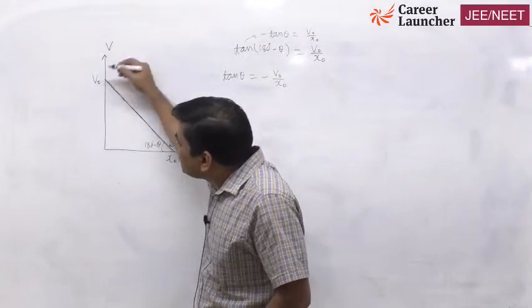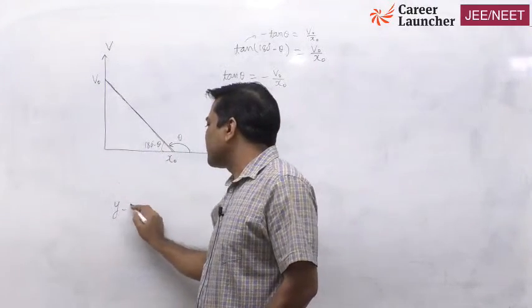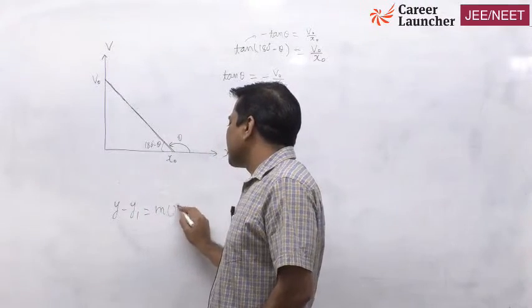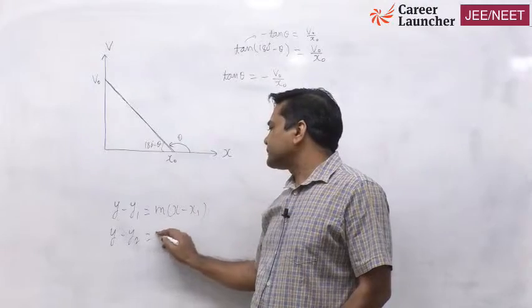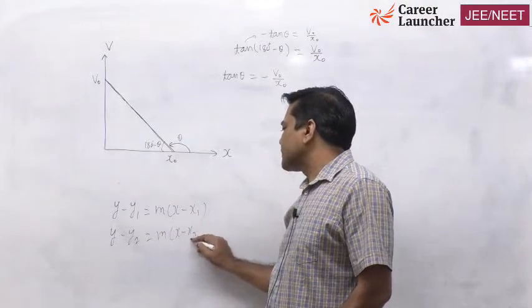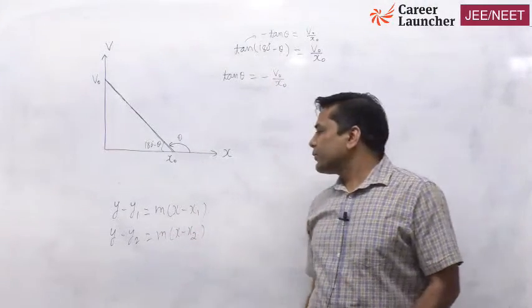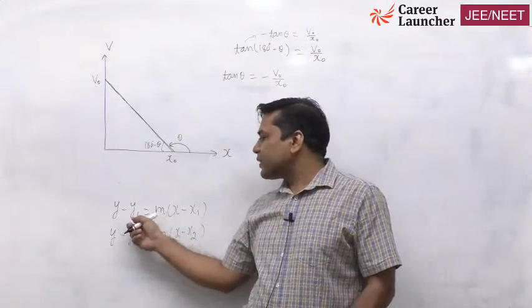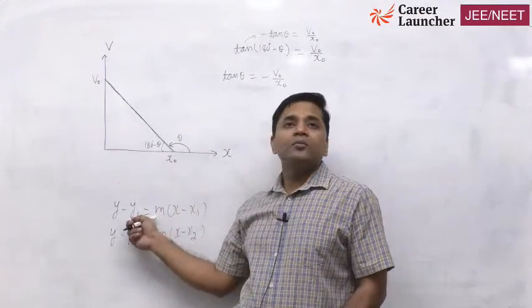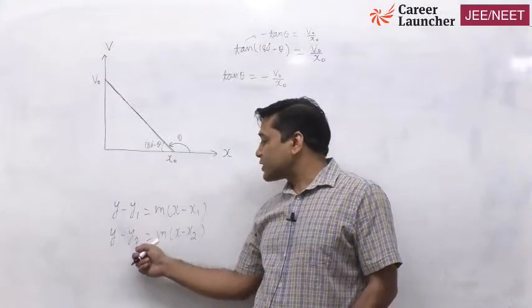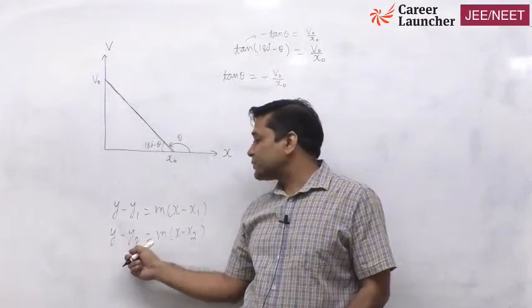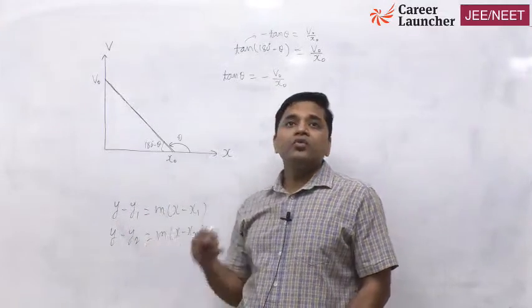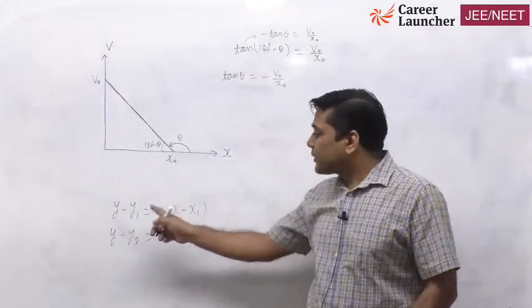You know the two-point form, I think everyone is aware of that. This is the equation of a straight line: y minus y1, where x1 and y1 is the point through which a straight line is passing, or x2 and y2 are the points through which a straight line is passing. This is called the two-point form equation. So I'm going to use that.